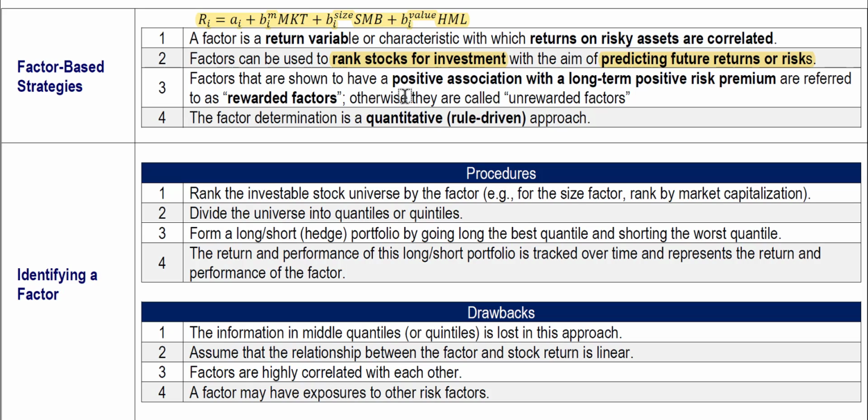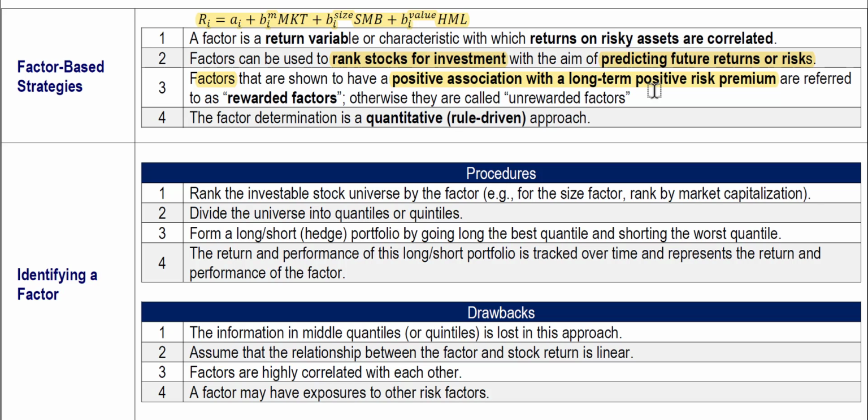But there's one thing we have to make sure of: whether that premium is really a factor premium or not. So the factor needs to be identified. So what is a factor? To check whether this is really a true factor, like size or value, we have to prove empirically and experimentally that it is a factor, because a factor has this very important characteristic: a positive association with a long-term positive risk premium. In other words, smaller companies have higher returns than big companies over a very long period of time.